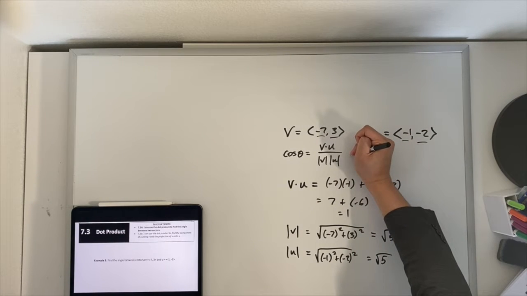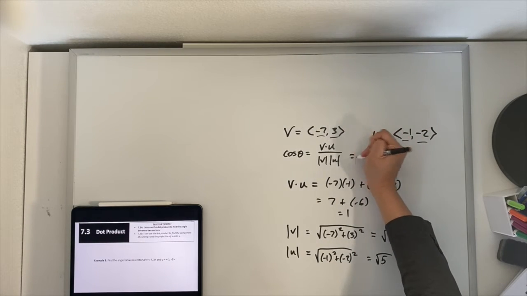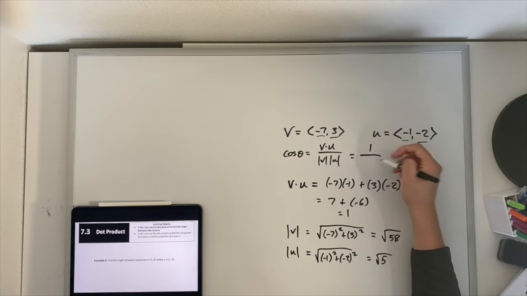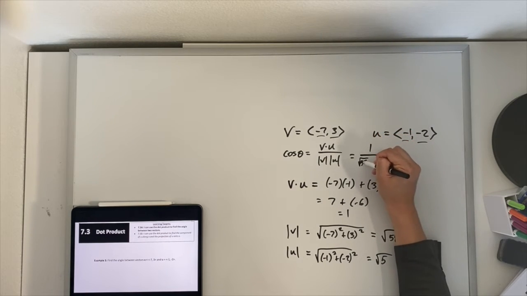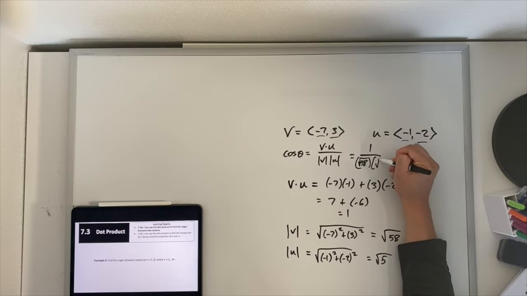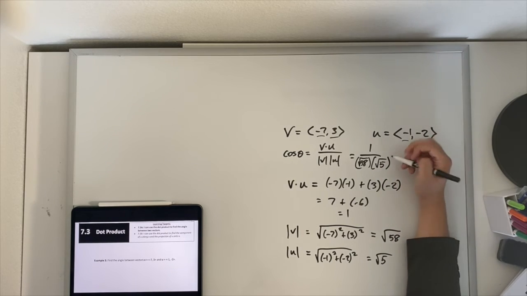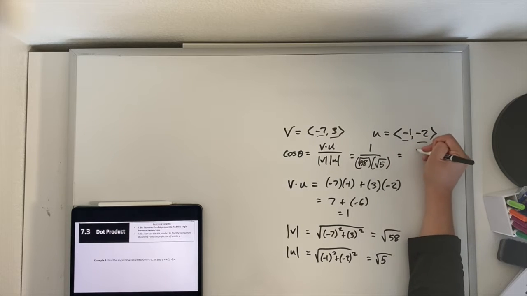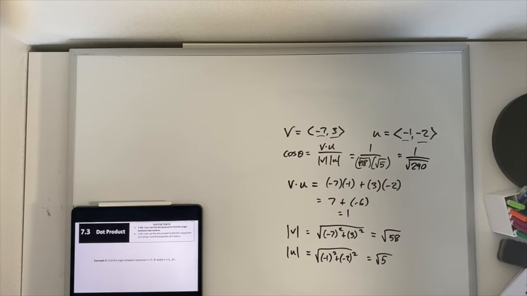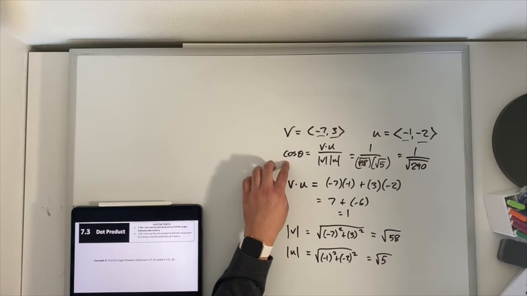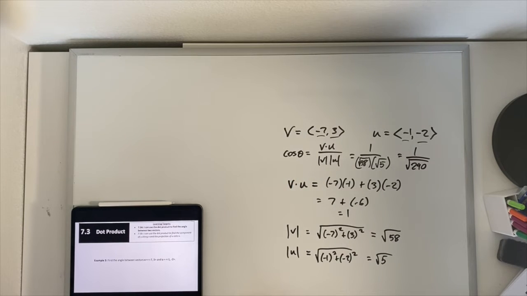So we have the cosine of the angle between these two vectors is 1 all over the square root of 58 times the square root of 5. And if you recall your radical rules, we can multiply these together and keep it under a single radical. And so this is 1 over the square root of 290. Okay. This is what cosine of theta equals.